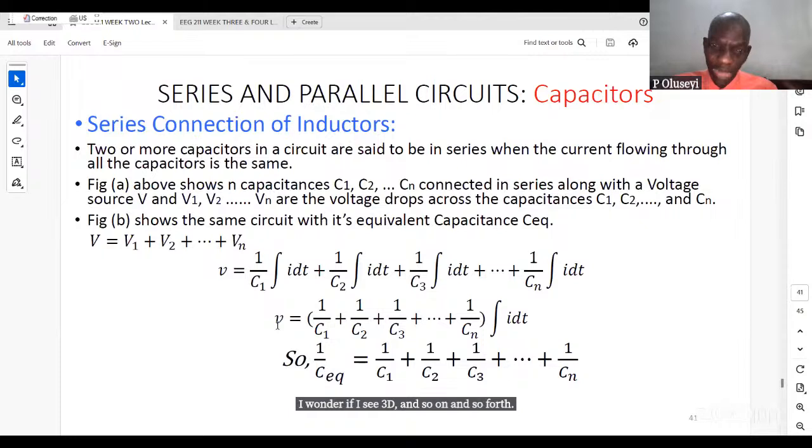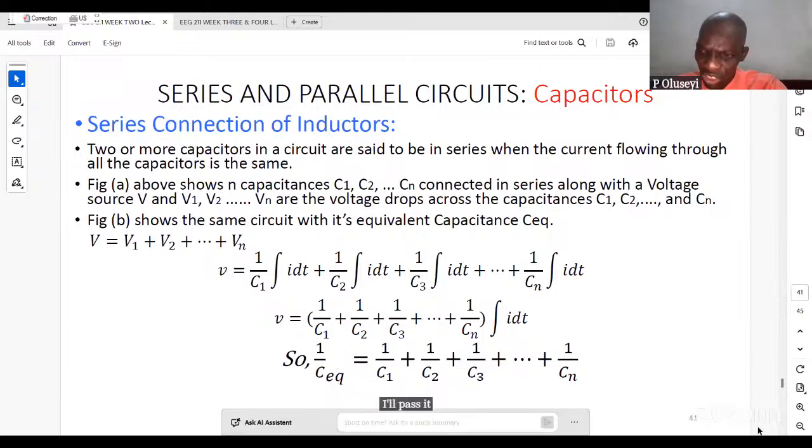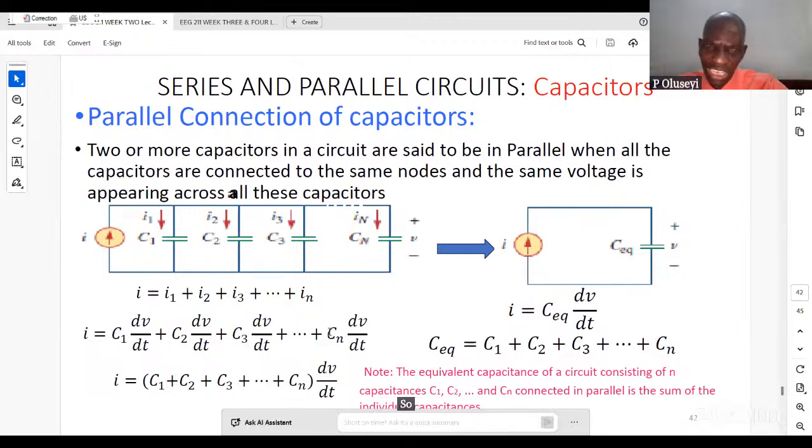By the time you write it, it's going to give you V equals 1 over C, putting all of them together, integral of I dt, because I dt is common to all of them. And then you can get your equivalent capacitor by taking the reciprocals of all the capacitors, which gives you the reciprocal of the equivalent capacitor. So I think that is well understood.